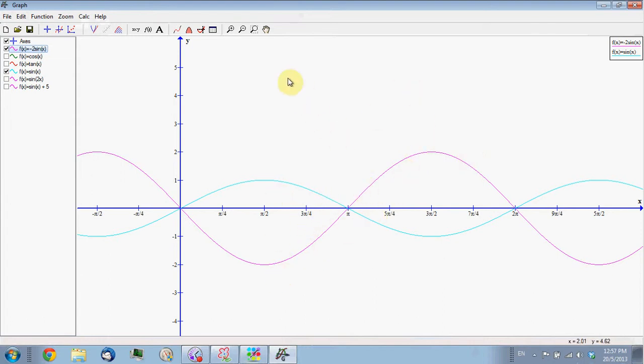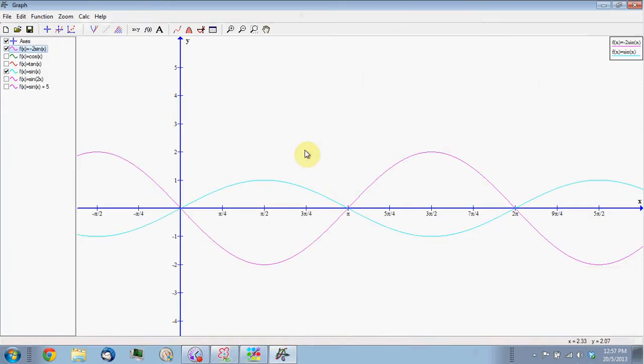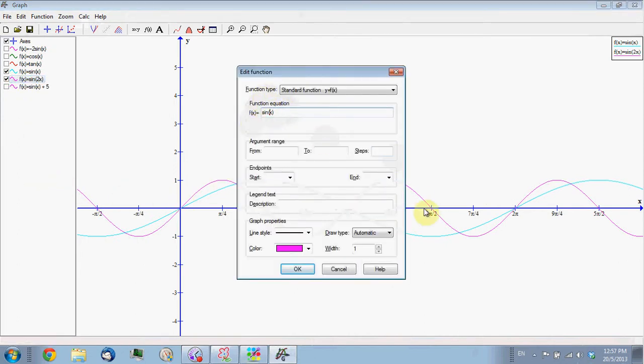Yeah, so that's how you change the graph according to the scaling factor, okay? And for b, what if it's y equals sine of 1/3 of x? In that situation, you're going to see this, the purple one, but we're going to edit it and make it sine of, maybe half of x.